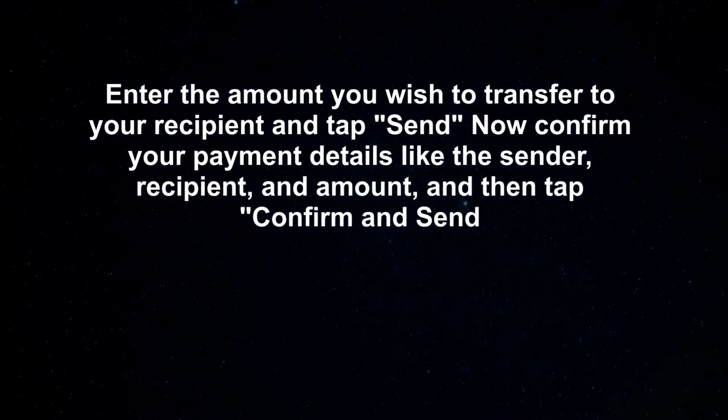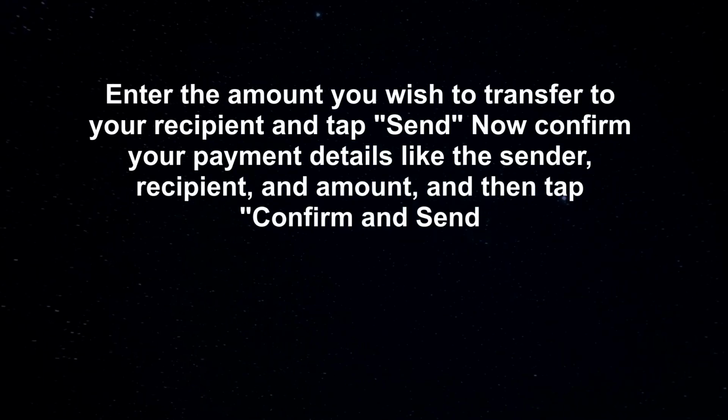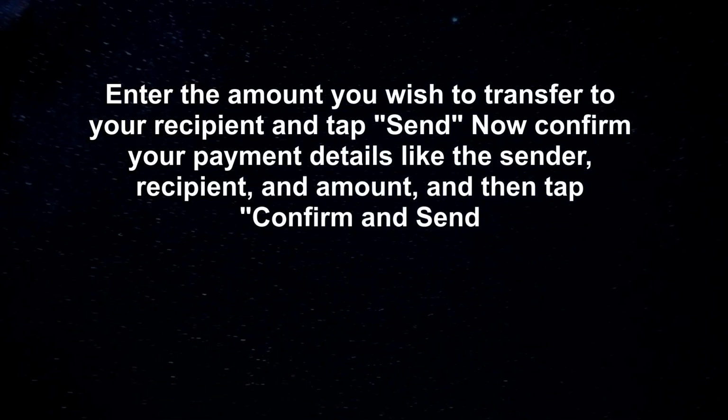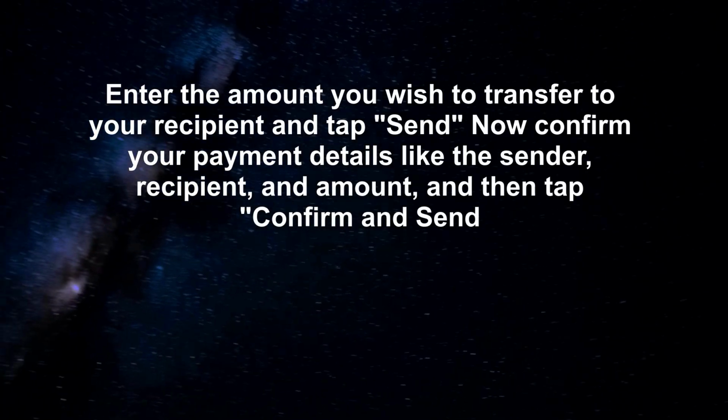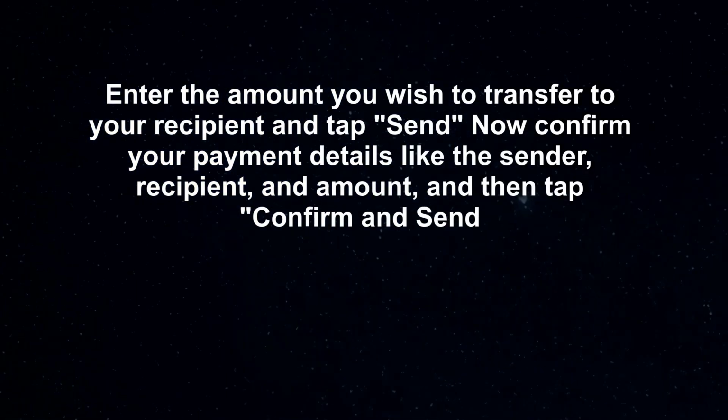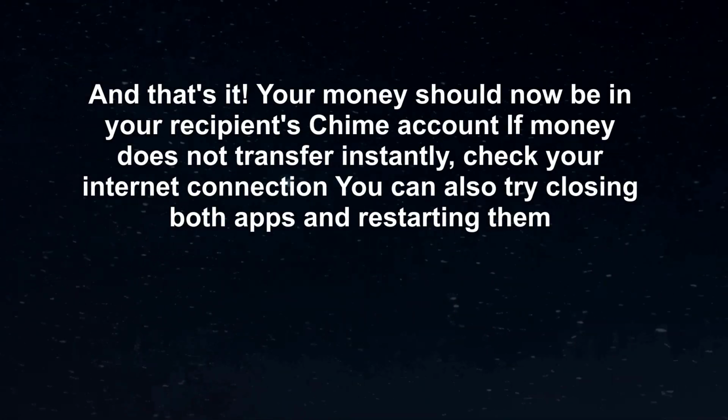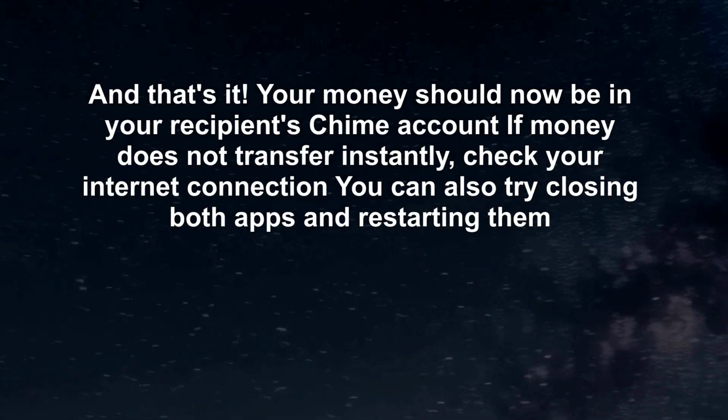Enter the amount you wish to transfer to your recipient and tap Send Now. Confirm your payment details like the sender, recipient, and amount, and then tap Confirm and Send. And that's it. Your money should now be in your recipient's Chime account.